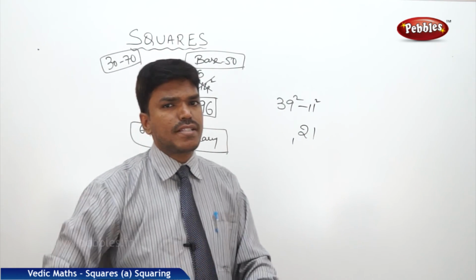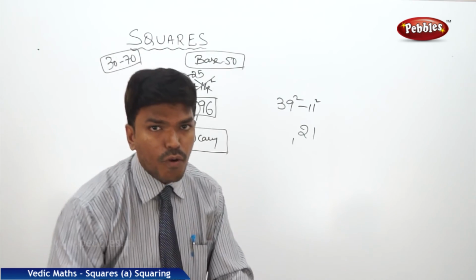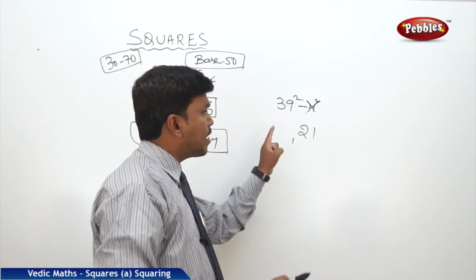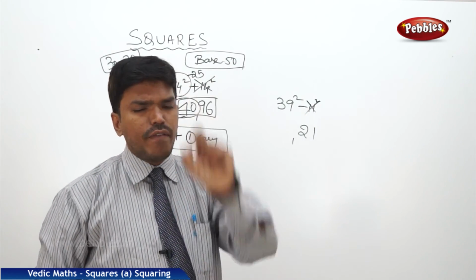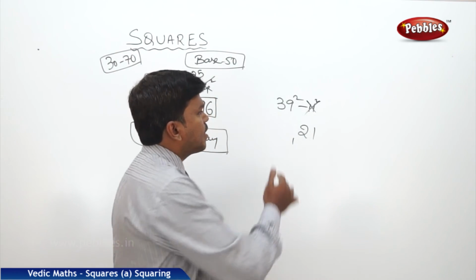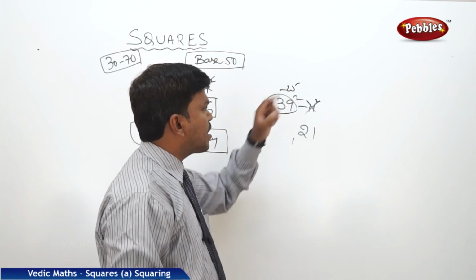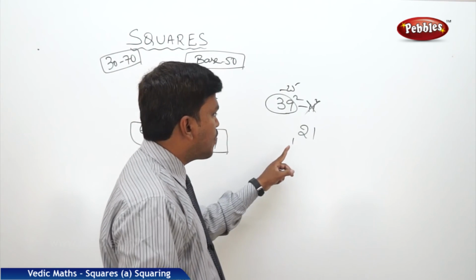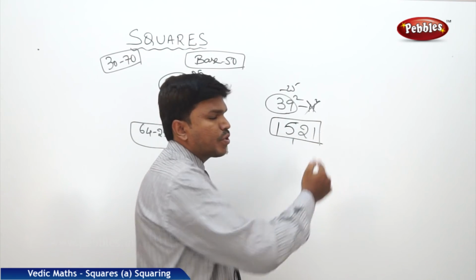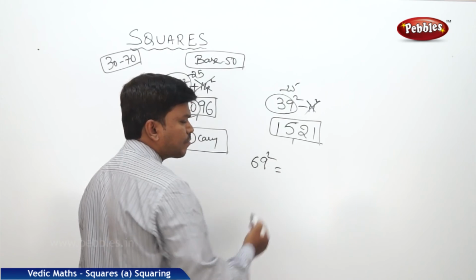Until here the concept is the same for base 100 as well as base 50. But now what you need to do, ignore this excess number, and to get the left side part of the answer, subtract every time 25 from the main number. 39 minus 25, how much will you get? 14. 14 plus 1 carry is there. You should not forget the carry. So what is the answer? 1521.